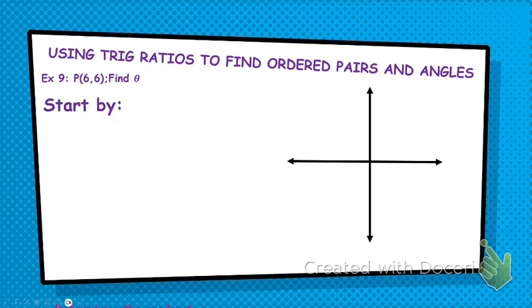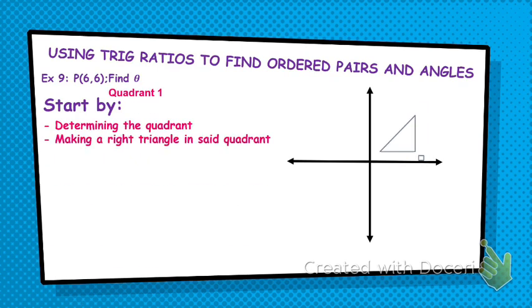So we're going to start by determining that quadrant. We're going to go ahead and sketch our right angle. We're going to fill in what we know. So I know that that point is 6, 6. So I'm going to label that side as 6 and this side as 6. And then I'm going to pay attention to what I'm asking to find here. So here I'm not given an angle.